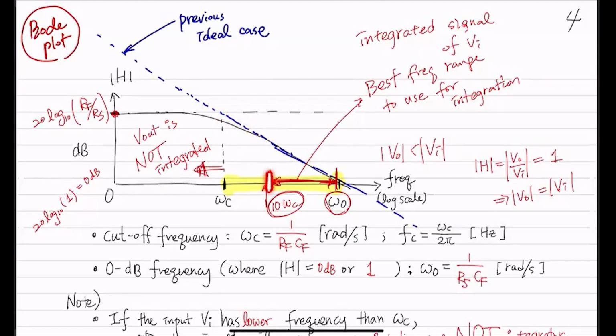But after about 10 times your omega C, if you go even higher, then from here it's almost identical. So the frequency range between 10 omega C and omega naught, or the 0 dB frequency, is going to be the best range to use for any integration. But if you have to live with the wider range, then you will want to pick from omega C up to omega naught. But do not use this frequency range. Got that?